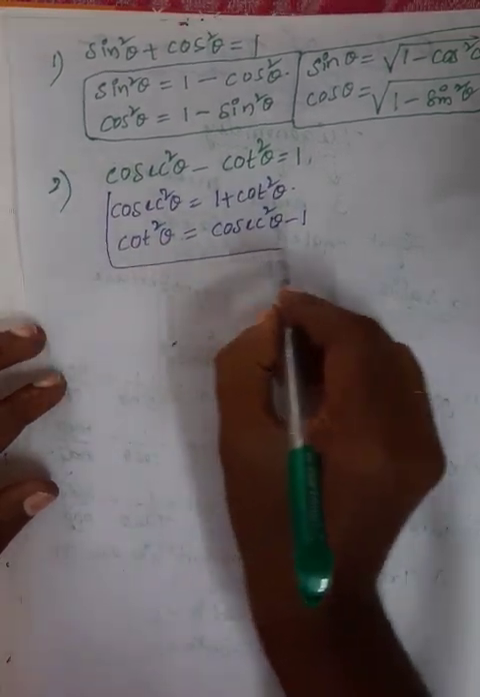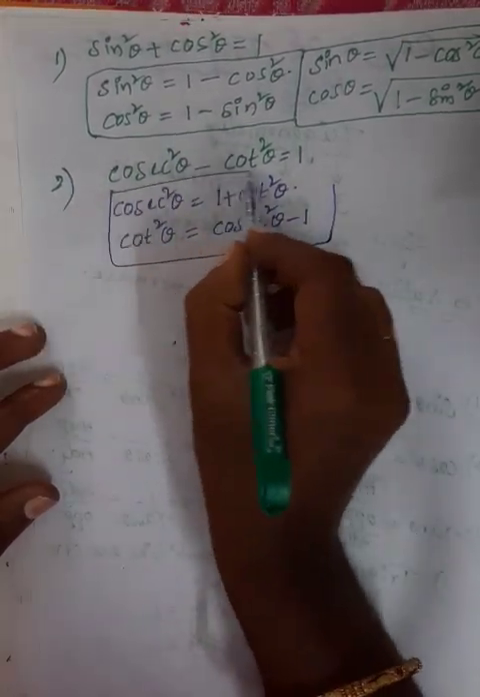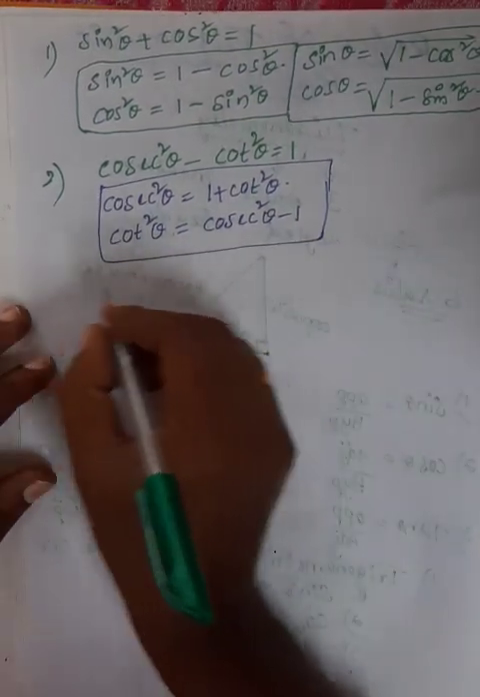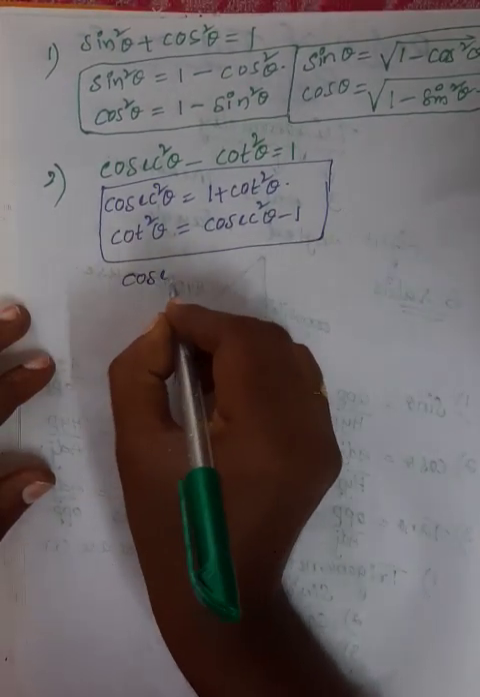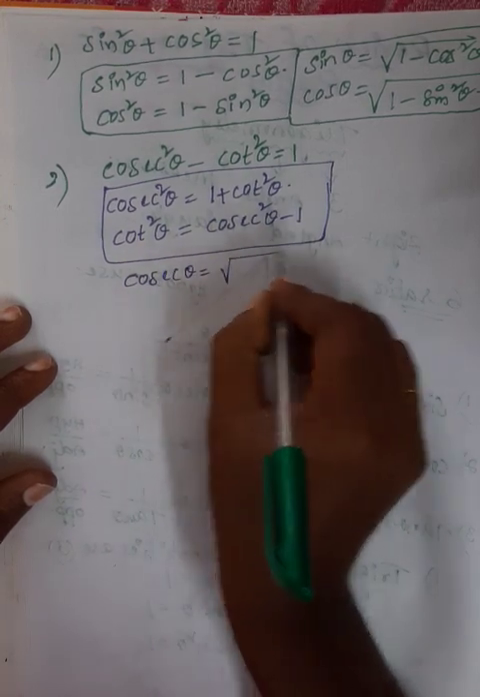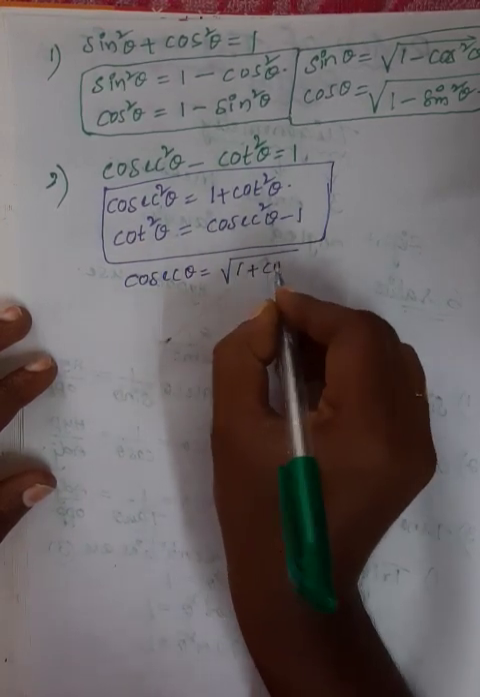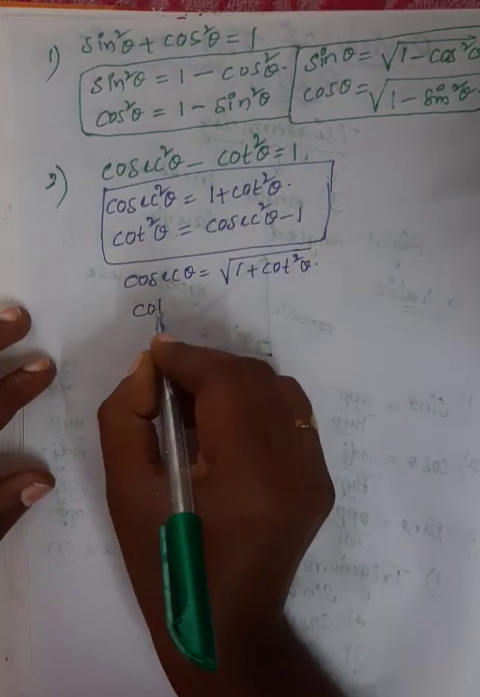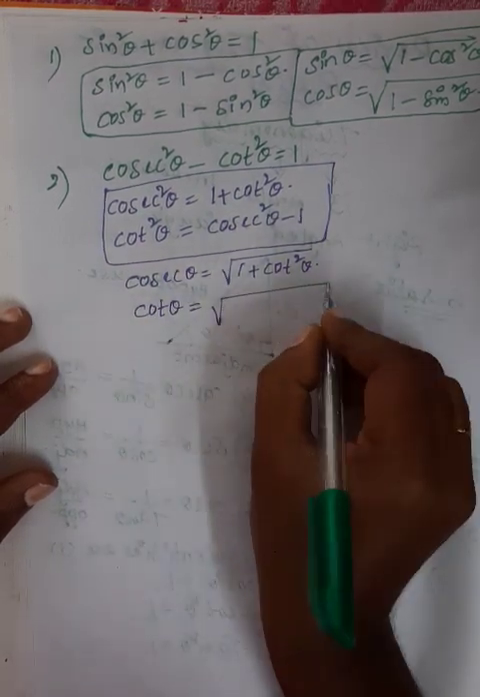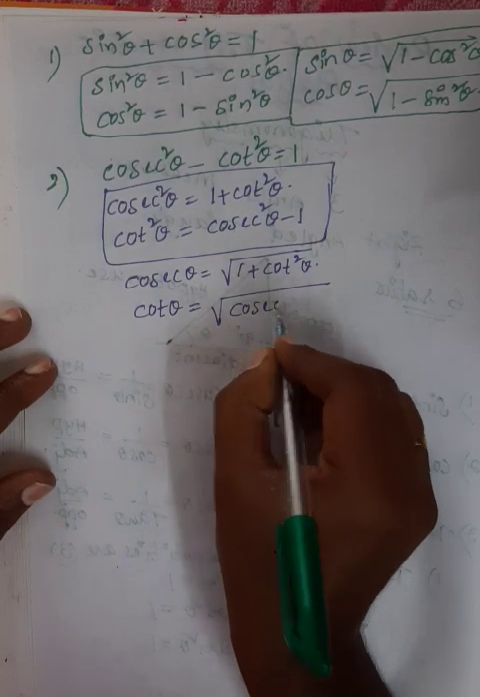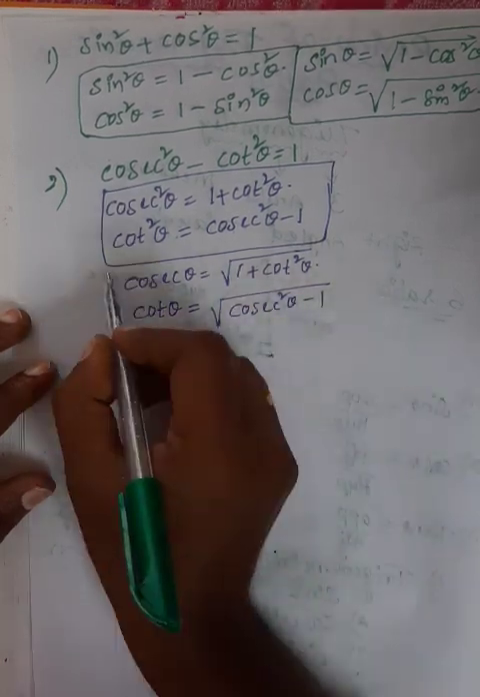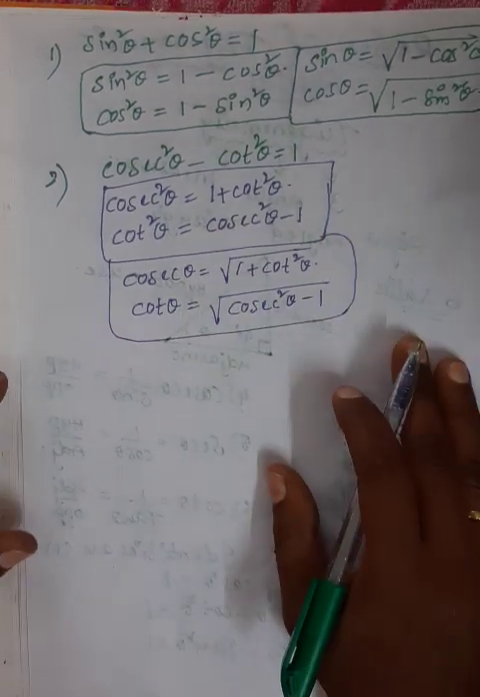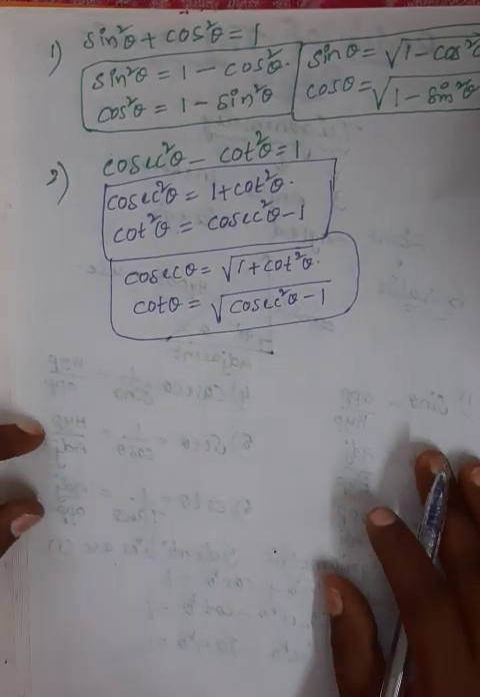So these 2 formulas we have got from this second trigonometric identity. And similarly, cosec theta is equal to under root of 1 plus cot square theta. Similarly, cot theta is equal to under root of cosec square theta minus 1. So these are the 4 formulas we have obtained from this second trigonometric identity.